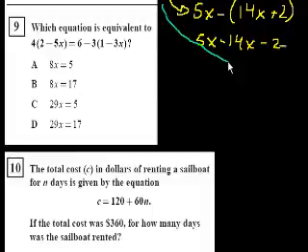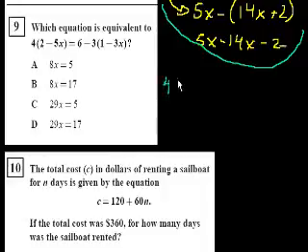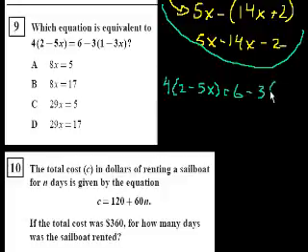Next problem. Which equation is equivalent to, okay, so another case where I'm guessing they just want us to simplify these equations. So let me write that down. 4 times (2 minus 5x) is equal to 6 minus 3 times (1 minus 3x). All right, let's distribute this 4 first.